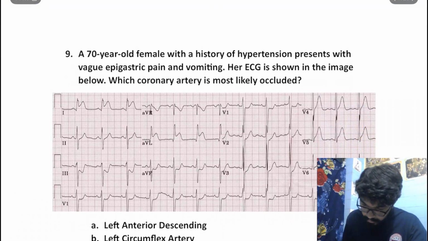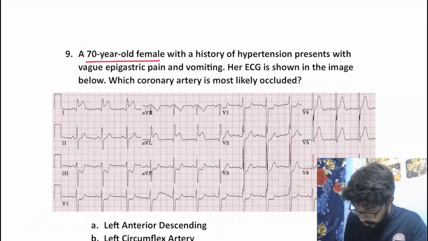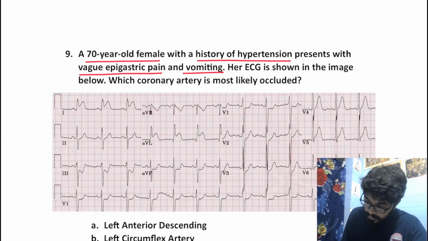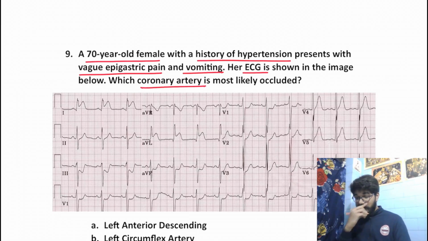Now we have a similar question, right? A 70-year-old female with a history of hypertension presents with vague epigastric pain and vomiting. Her ECG is shown in the image below. Which coronary artery is most likely occluded? So we would use that table, right?